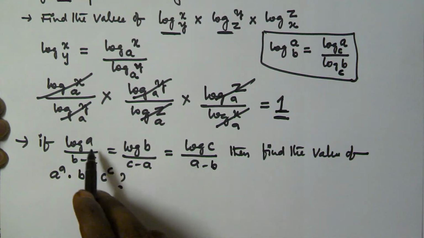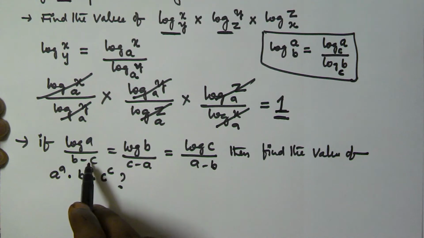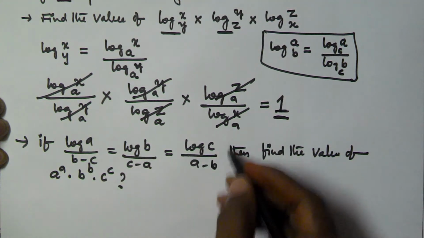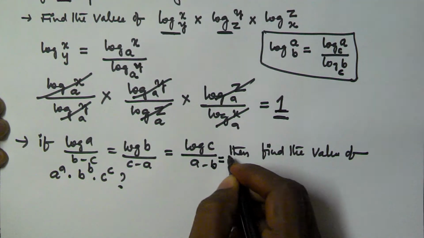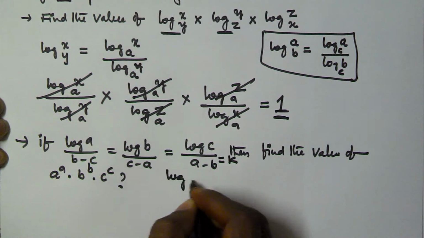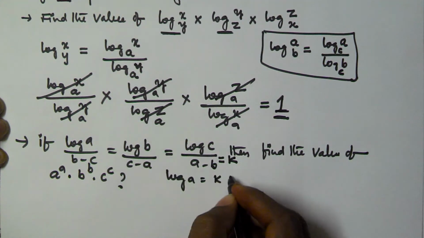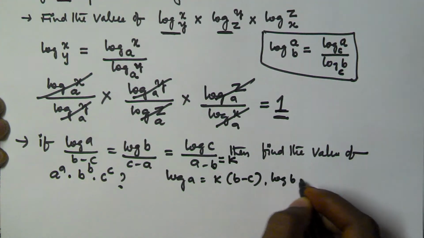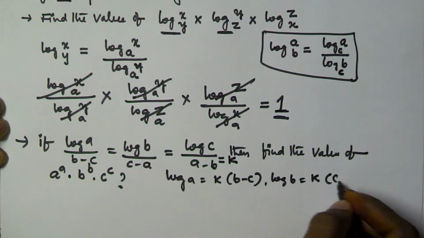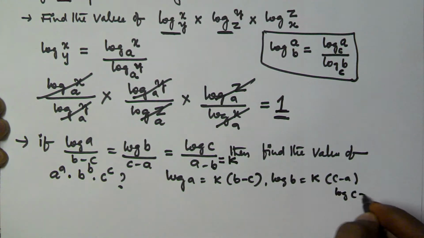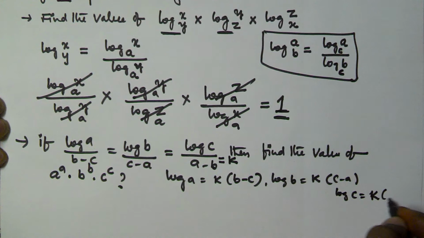Okay, so log a by b minus c, log b by c minus a, and log c by a minus b are equal; let us assume they are equivalent to k. So the value of log a is equal to k into b minus c, and then the value of log b is equal to k into c minus a. In the same manner, log c is equal to k into a minus b. Okay, we have these values.